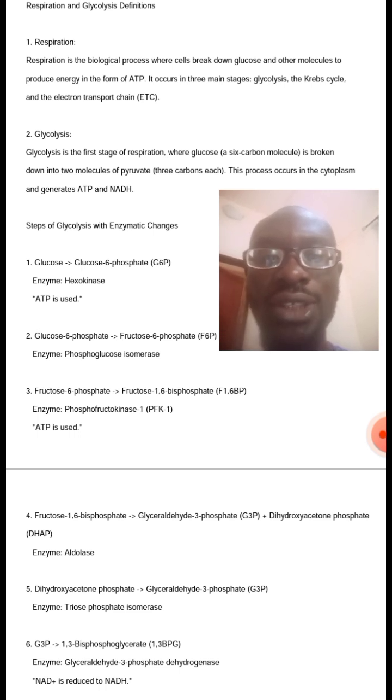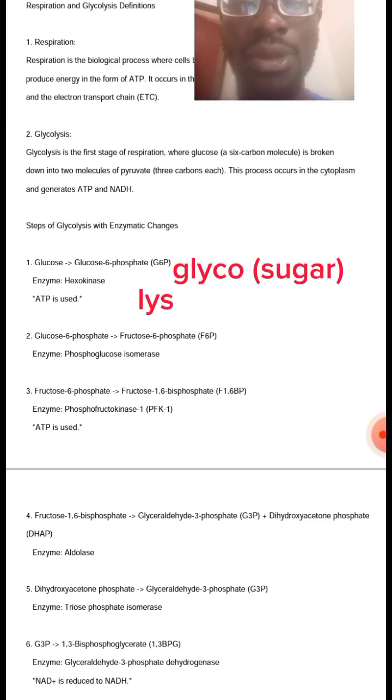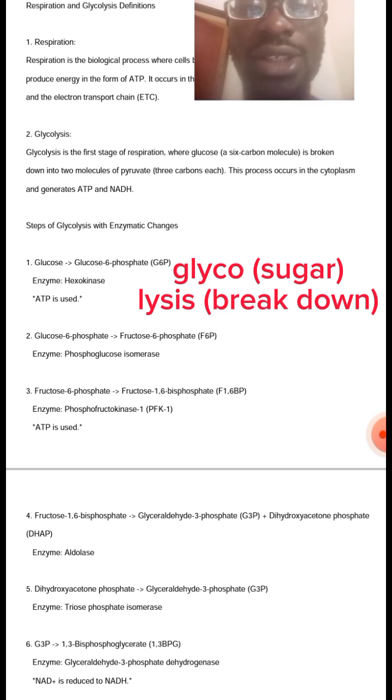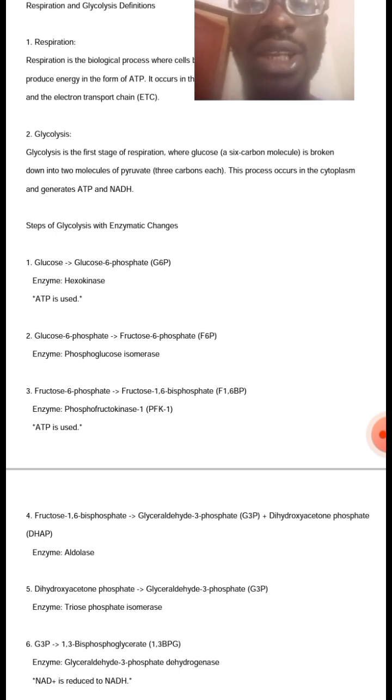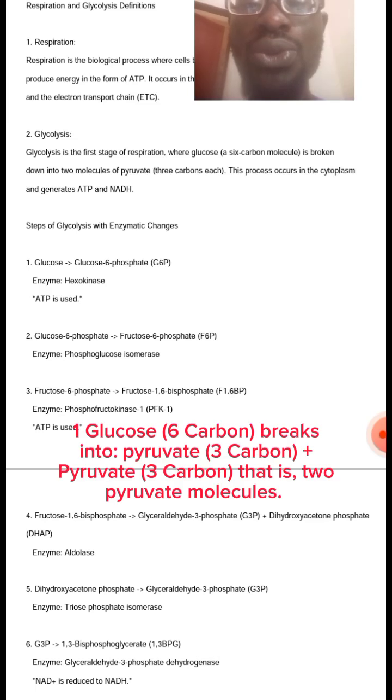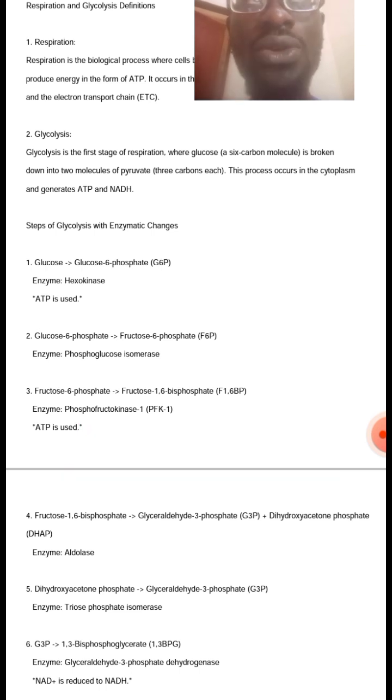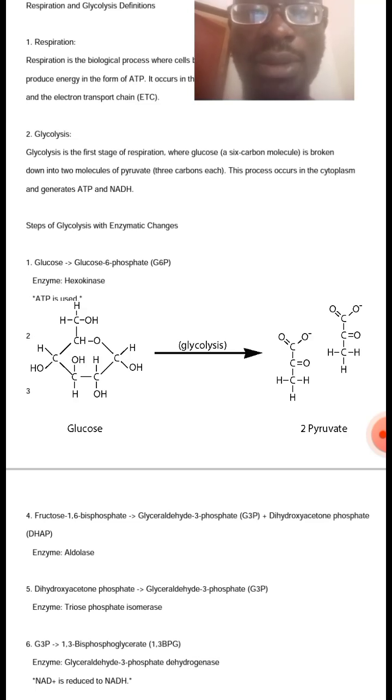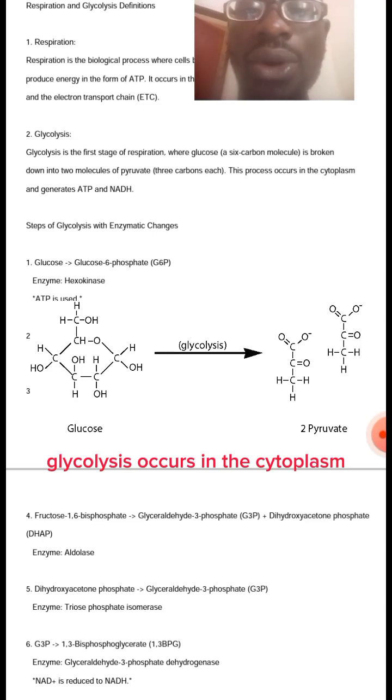From the word glycolysis, it is actually glucose that is being broken down, because glyco means sugar and lysis means to break down something. So when we say glycolysis, we are talking about the breaking down of glucose, and glucose is a 6-carbon molecule. It's broken down into two 3-carbon molecules. That means one glucose molecule gets broken into two 3-carbon molecules. So this diagram will be able to explain it better. As you can see, just one glucose molecule gets broken into 2 molecules of pyruvate. Do you understand? And it occurs in the cytoplasm.